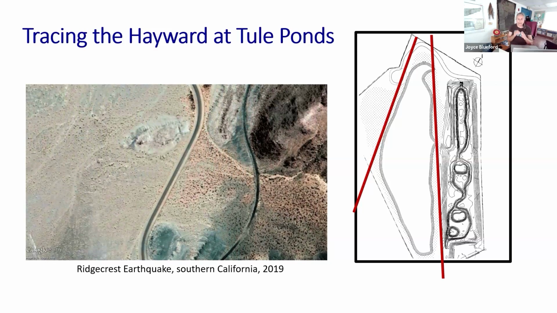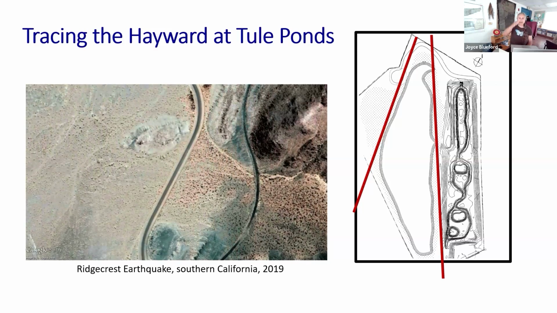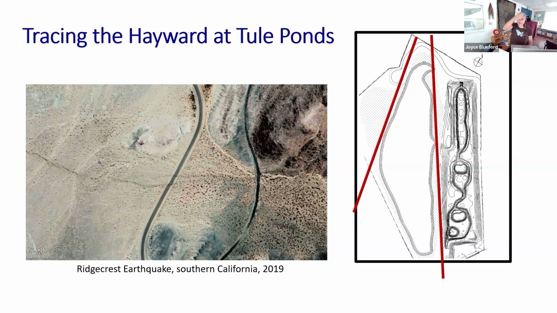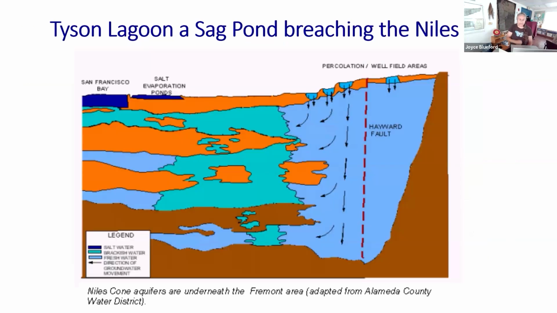Now, just remember where these are because I'm going to show you some video of what they look like today. But this second line is where the Hayward Fault goes deep inside the earth and goes underneath. It's still moving down there, but it's the hidden trace. It's kind of moved over again because of this movement.